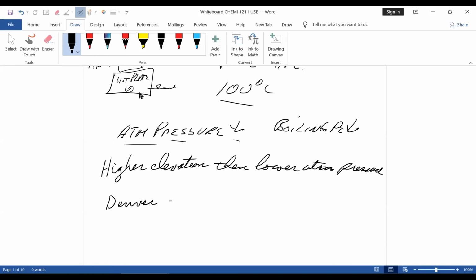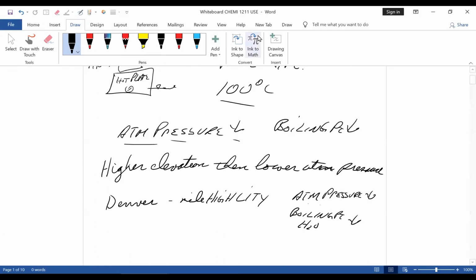Well, Denver is called the Mile High City because it's not at sea level. And in Denver, the atmospheric pressure is lower than 760. And because of that, the boiling point of water is lower. I think it's about 95 Celsius, but don't quote me on that.